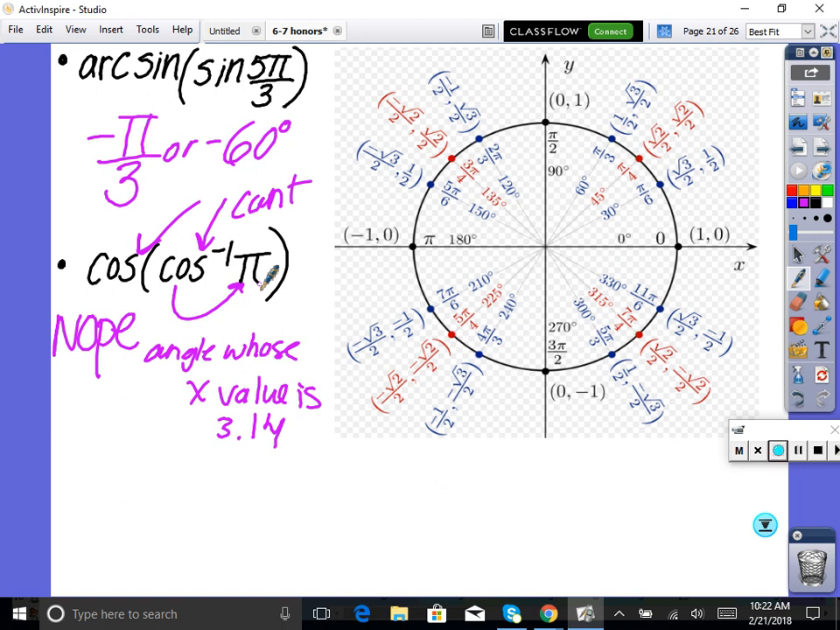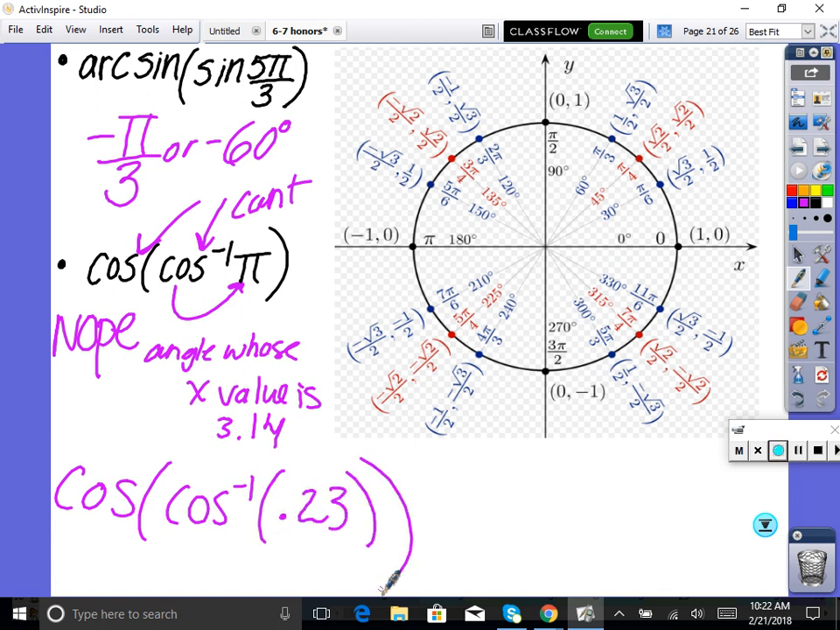Remember, for cosine inverse, we can only plug in values between negative 1 and 1. So if I did cosine of cosine inverse of 0.23, you could say the answer is 0.23, because that is an input we can put in. And then they do undo each other.